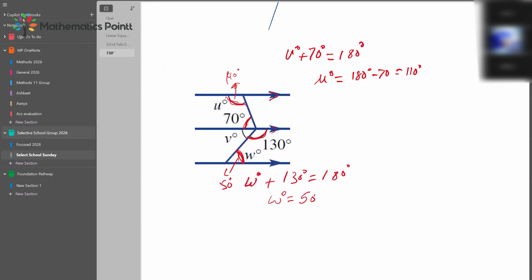And then W and V. What's the relationship between V and W? They are equal. Why are they equal? They are alternate angles. Yes. Good. Any dramas here? Anyone? Okay.